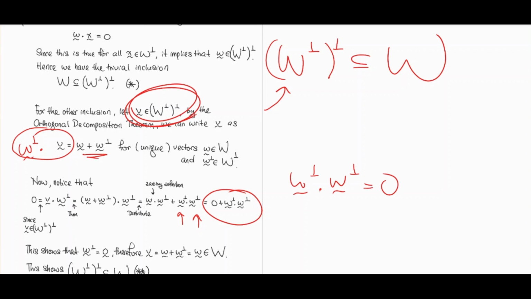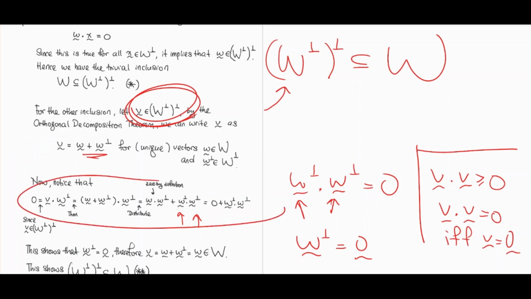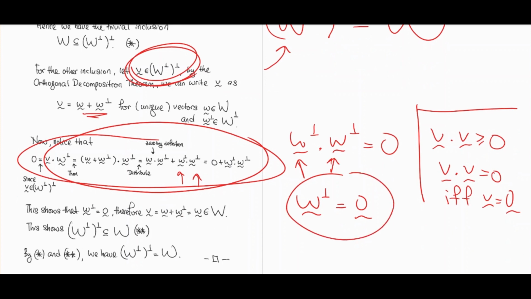We know a dot product will not be equal to 0 unless the two vectors are 0, which means that this vector here is actually a 0 vector. That's the only way the dot product of a vector with itself is equal to 0. This is a fact that we learned a long time ago: V dot V is always non-negative, and V dot V is 0 if and only if the vector V itself is the 0 vector. So because of this computation right here, we realize that this W perp has to be the 0 vector.